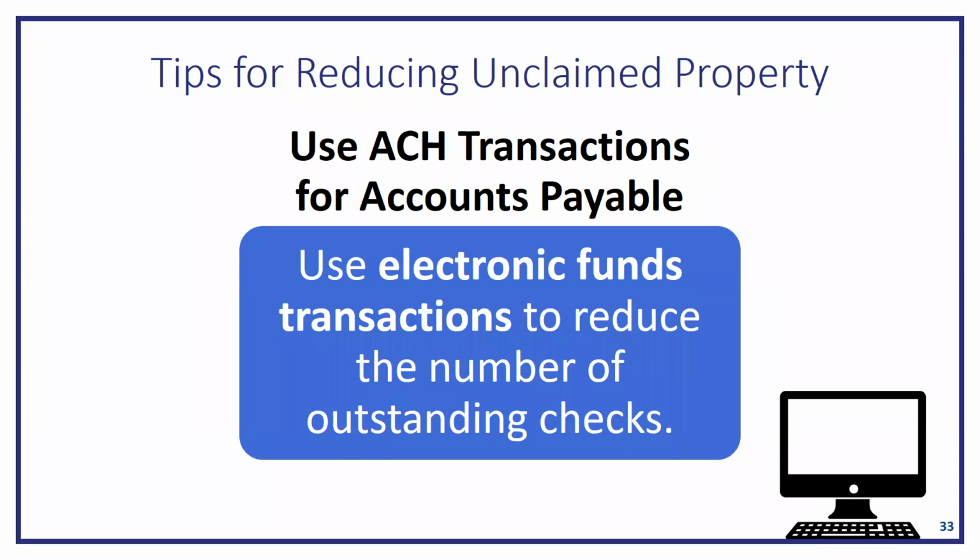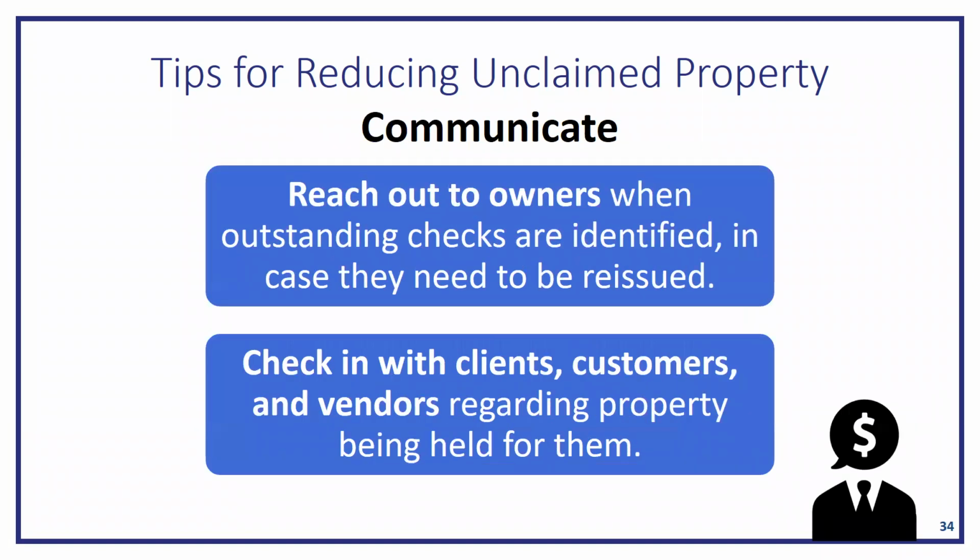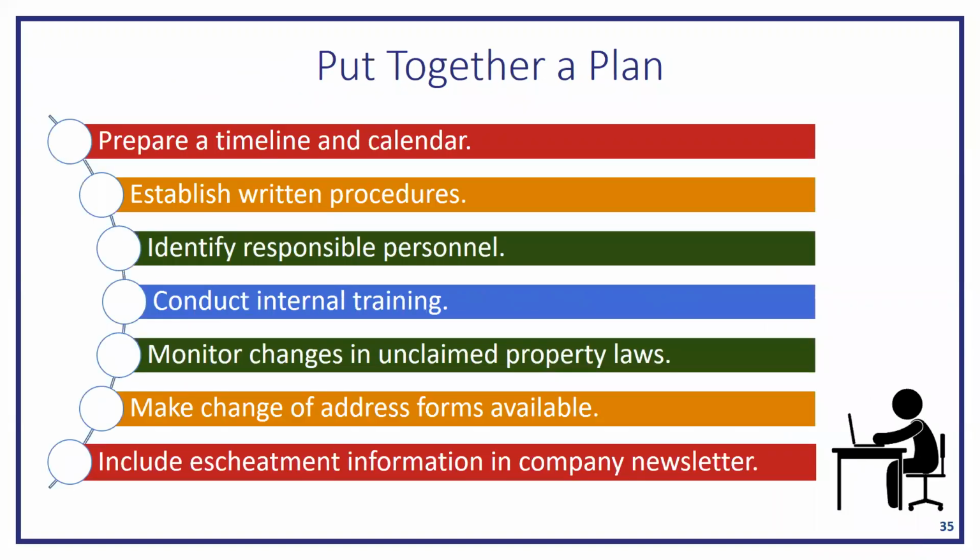Again, eliminating the use of paper checks can reduce human error. And then finally, communicate. When a business identifies property that's in danger of becoming unclaimed, it's a great idea to reach out to the intended recipient to reunite the funds before they need to be reported. And this also gives businesses a chance to reinforce relationships and build trust.